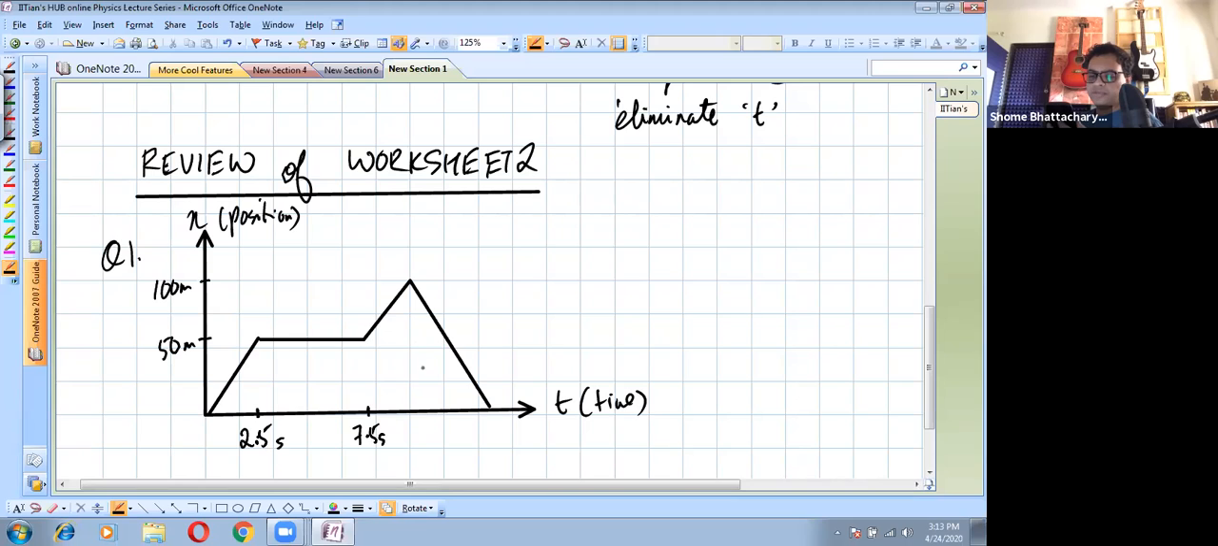And in between over here, this time is 10 seconds. Okay. And this time is 15 seconds. So this was all the information that was given to us systematically. And we have to find out the average velocity from 0 to 10 seconds.